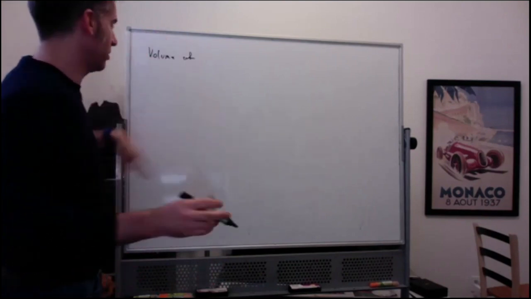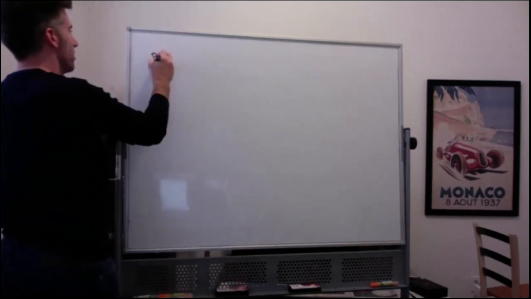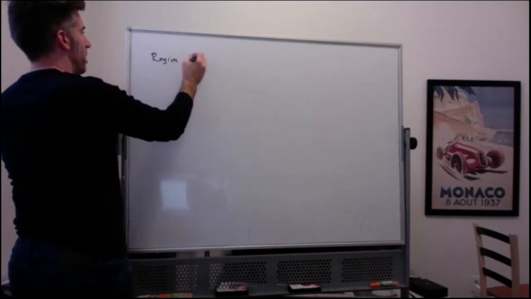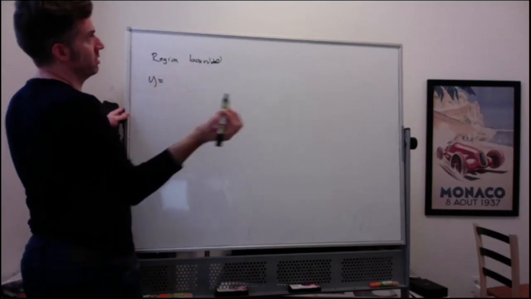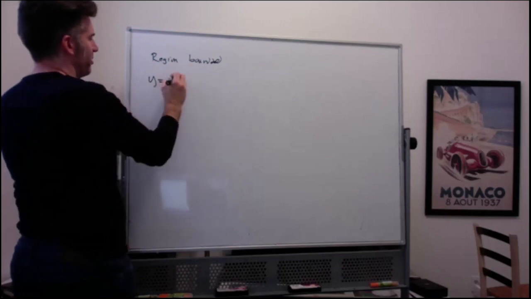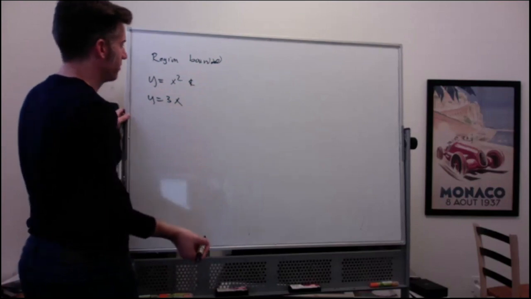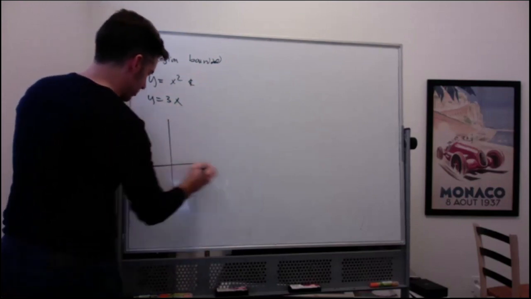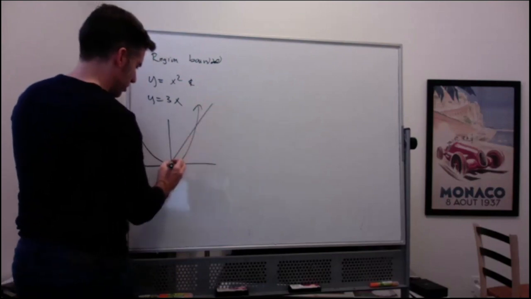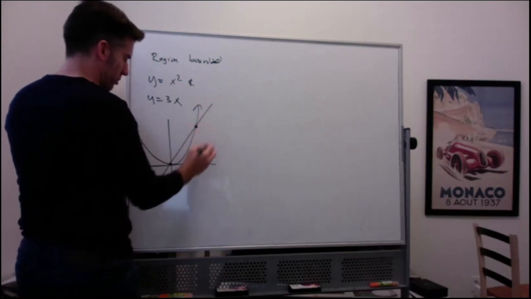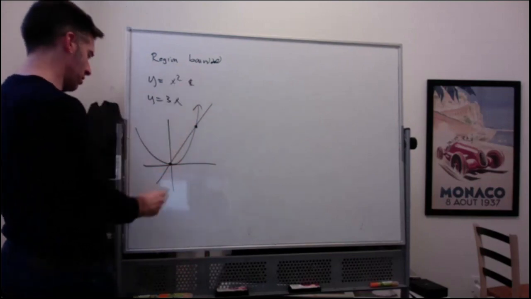Here's what we're gonna do. We have a region bounded by the following functions. Y equals, let's not make it super crazy, y equals x squared and y equals 3x. That's our region. Looks like this. And there are some points of intersection which we can totally find.